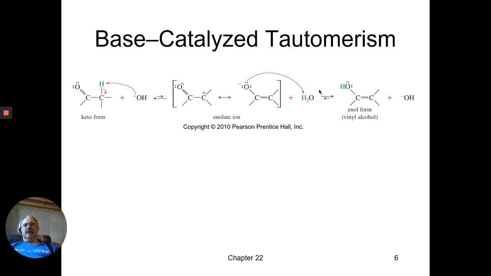Okay, under basic conditions, such as when you're using hydroxide, hydroxide removes the alpha hydrogen, and although the equilibrium does not favor the enolate when you're using hydroxide, you do get some formation of this enol form. An enol is when an alcohol is directly attached to an alkene, or a vinyl alcohol.